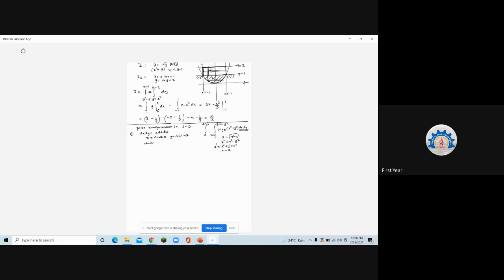Dx dy actually becomes the cross product of dx bar cross dy bar. And what is dx bar as a vector? It is the total differential of r cos theta. What is the differential of r cos theta? It is cos theta dr vector, plus r into minus sin theta d theta vector.